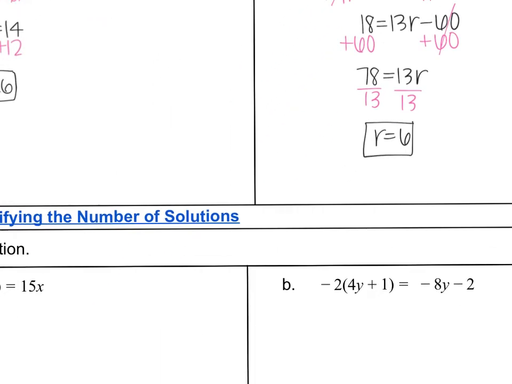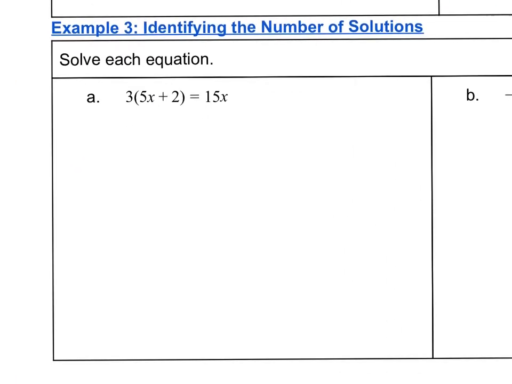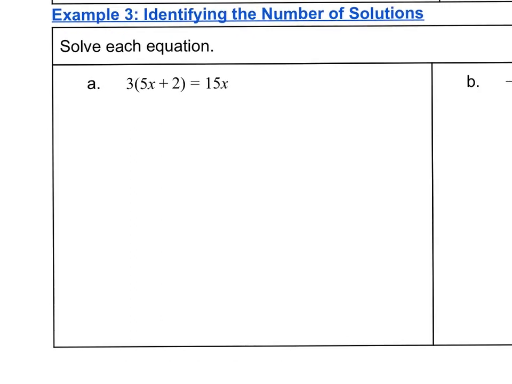Let's take a look at this next one. So the next one, we're going to solve it just like normal, but something is going to happen. So to solve this just like normal, I'll distribute the 3, and I'll get 15x plus 6 equals 15x. Because this 15x has a 6 attached to it, I will get rid of that by subtracting 15x, and it cancels. When I subtract 15x on the other side, it also cancels, and I end up with 6 equals, everything canceled, so 0. So I end up with all my variables canceling, and I get 6 equals 0.